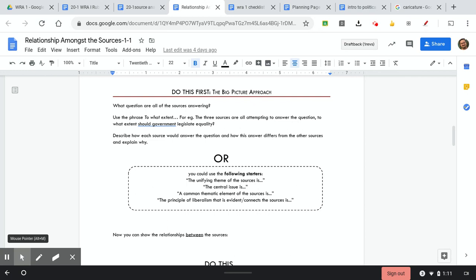Some of the sentence starters you could use here. Again, you can use any of these here. So you can use these following starters. The unifying theme of the sources is, the central issue is, a common thematic element of the sources is, the principle of liberalism, or you could say globalization, nationalism, that is evident or connects the sources is. So start with the big picture. Now you can show the relationships between the sources.